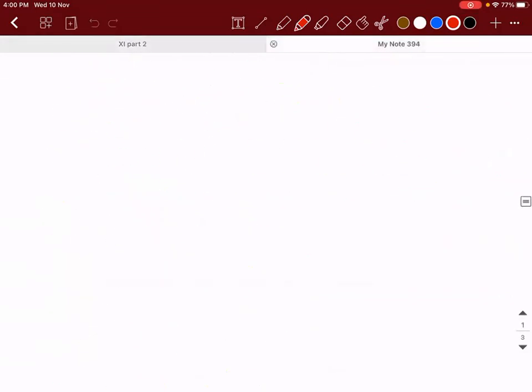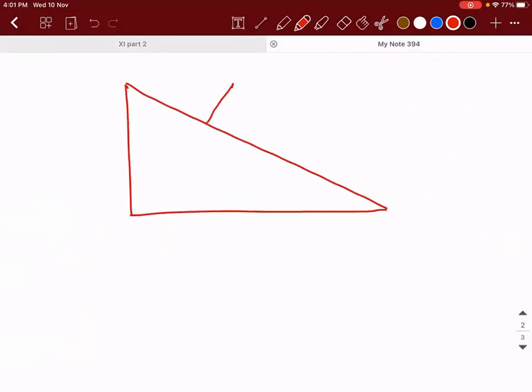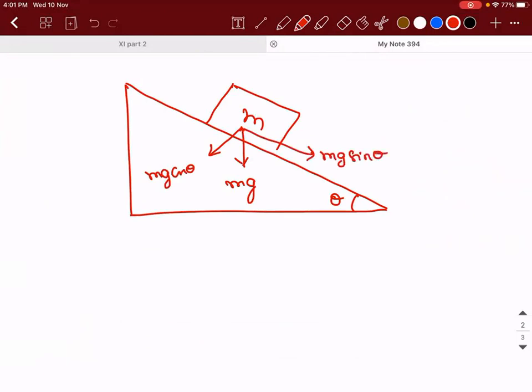Okay, let me do it properly. Wait. Yeah, Raghav, you were saying something. Please tell me that. So there is a block like this, and there is a block kept on top of it. This is theta. This is mg. This is mg cos theta, and this is mg sin theta.